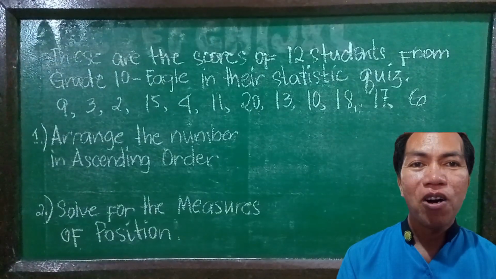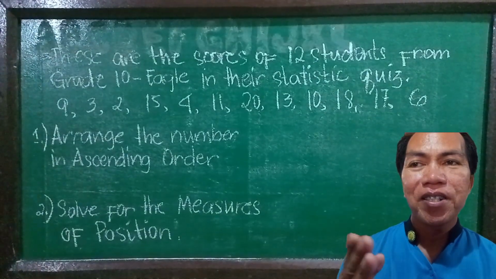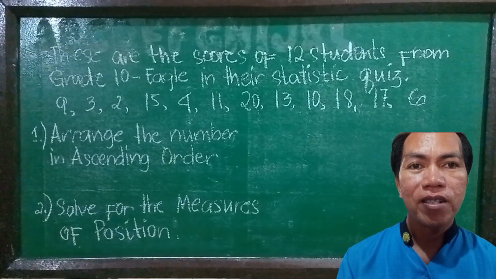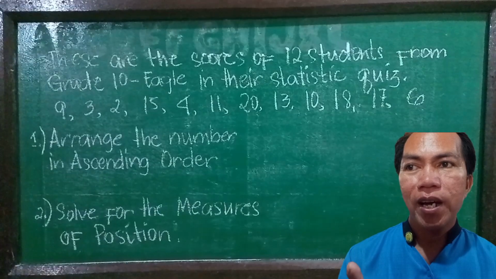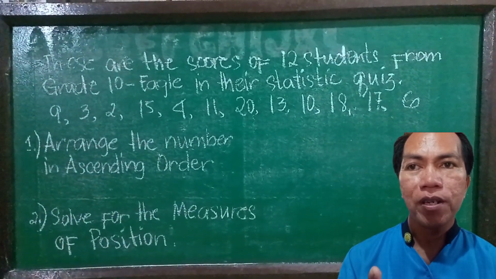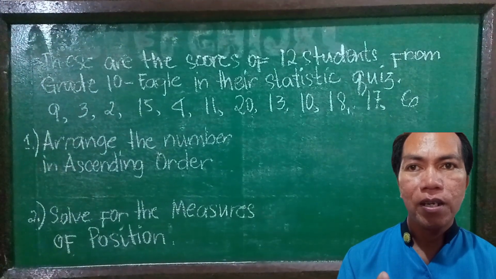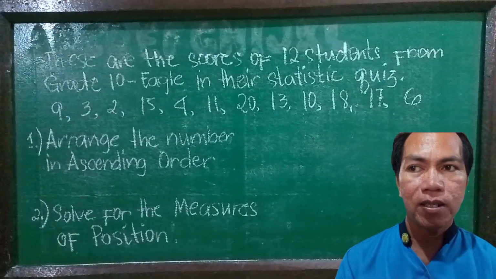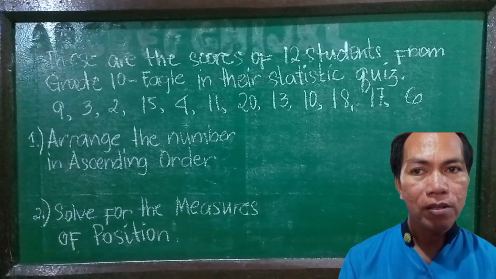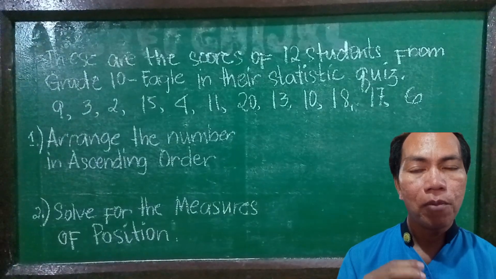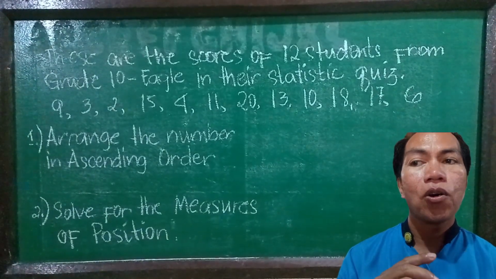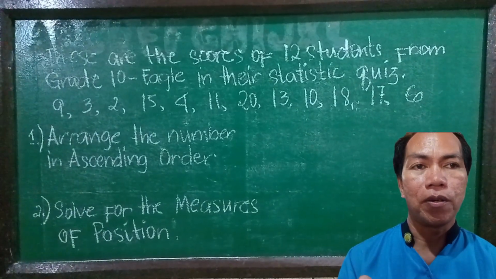Okay, let's have our first example. These are the scores of 12 students from grade 10 Eagle in their statistics quiz. So we have 9, 3, 2, 15, 4, 11, 20, 13, 10, 18, 17, and 6. First thing to do is arrange the numbers in ascending order, meaning to say, arrange the numbers from lowest scores to highest scores. Then solve for the measure of position.